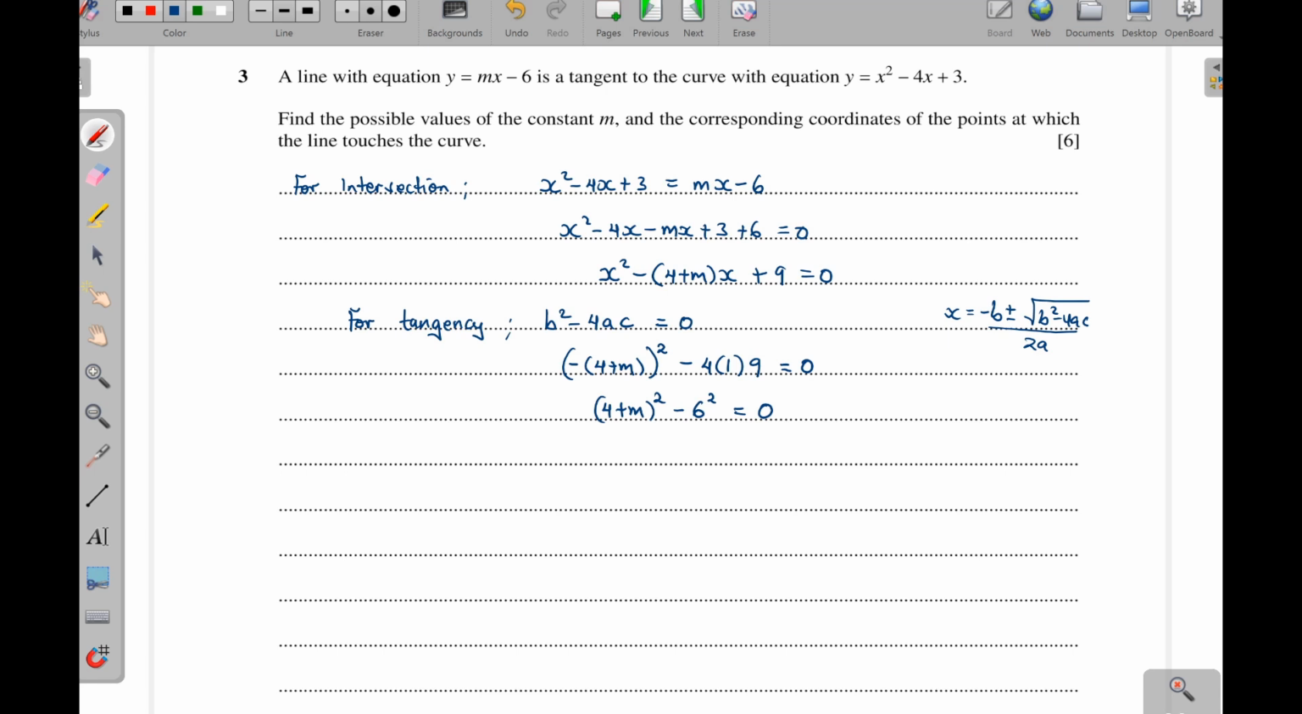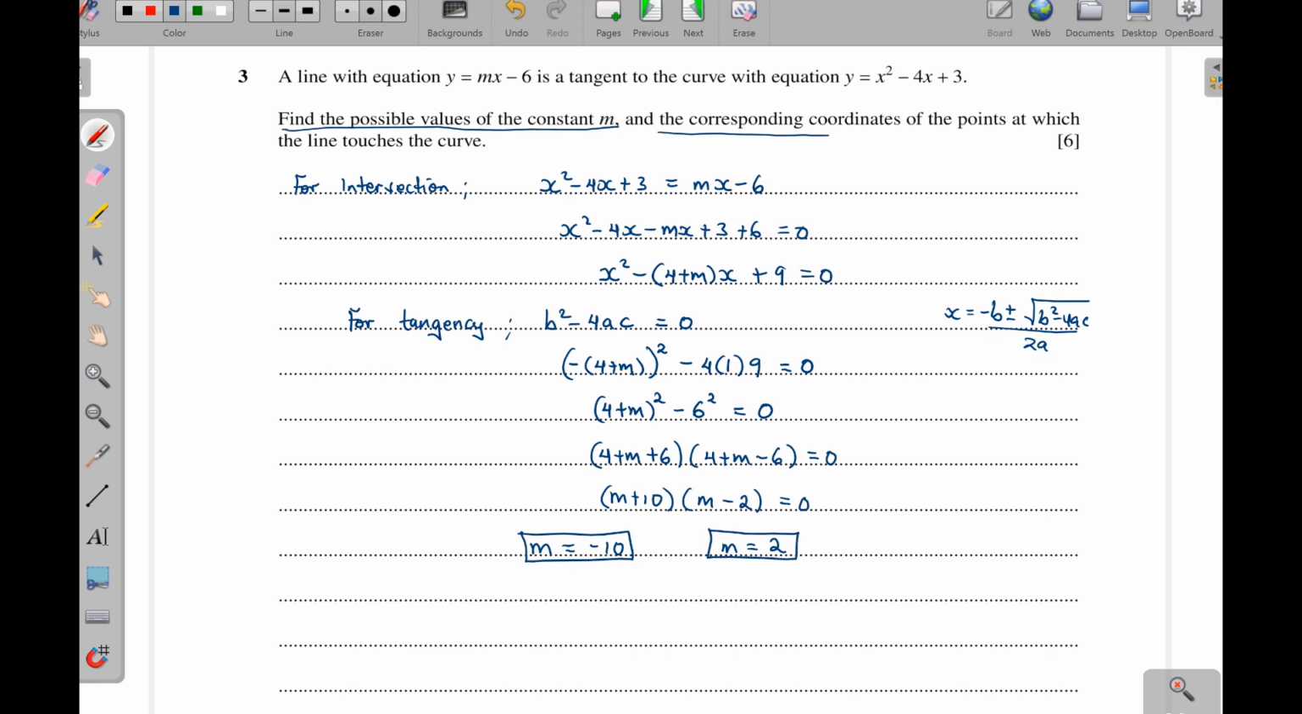Then this is a difference of two squares. So I can have 4 plus m plus 6, and then here we shall have 4 plus m minus 6, which is equal to 0. So this is m plus 10, and then m minus 2 is equal to 0. So meaning the two values of m will be negative 10, and then the other one, 2. As simple as that. Because they said find the possible values of m and the corresponding coordinates of the points at which the line touches the curve.